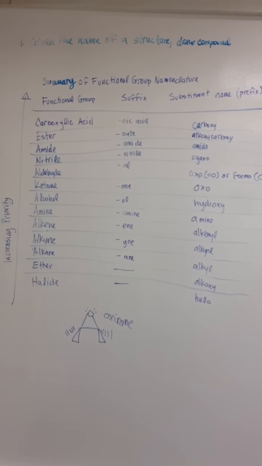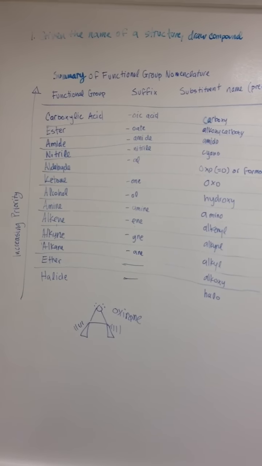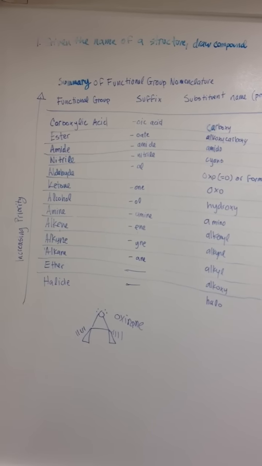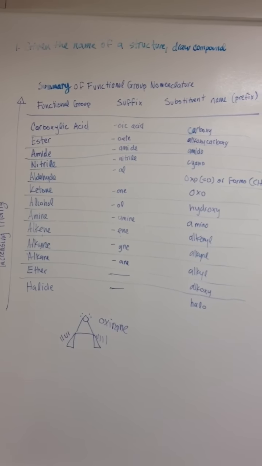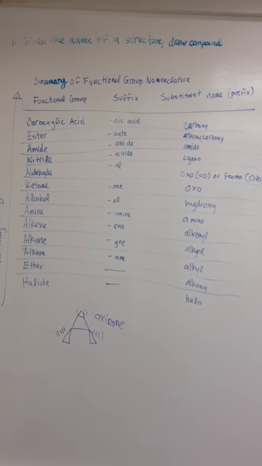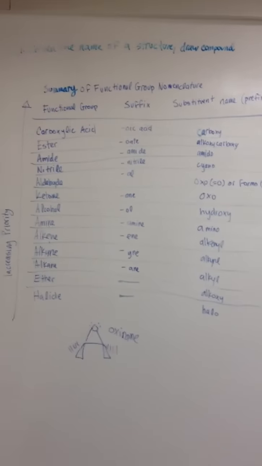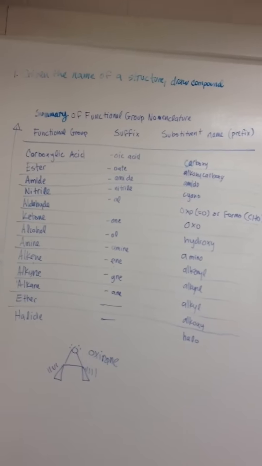So, carboxylic acid goes to oic acid, ester to oate, amide to amide, nitrile to nitrile, aldehyde to al, ketone to one, alcohol to ol, amine to amine, alkene to ene, alkyne to yne, alkane to ane. Of course, you name the functional group that has the highest priority, and then you name the substituents, giving them the lowest numbering, and then alphabetizing.